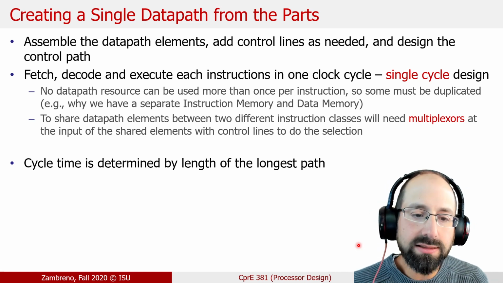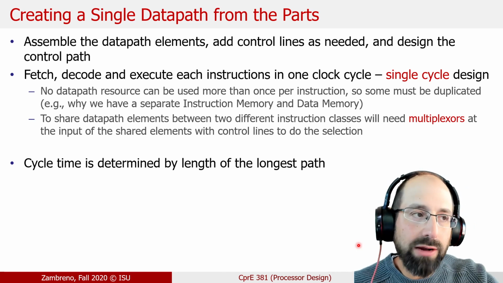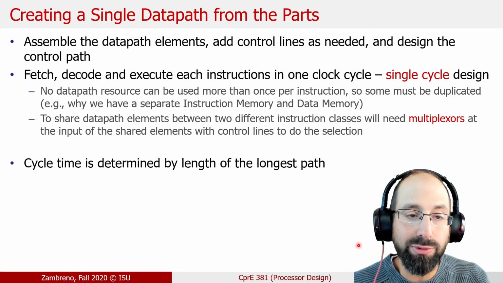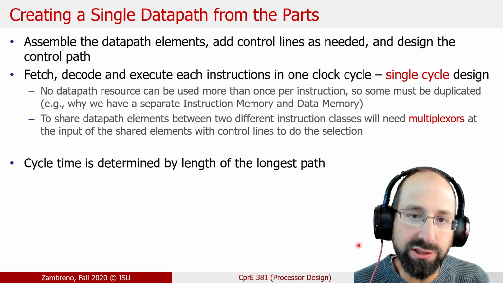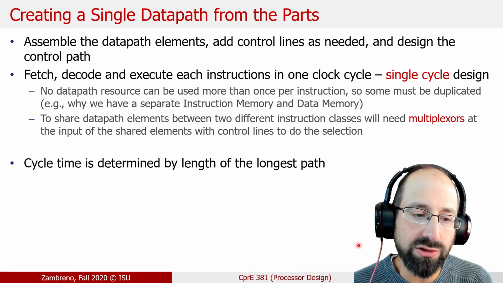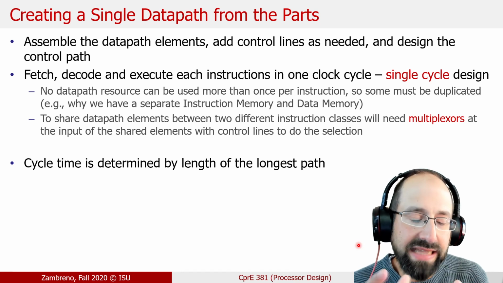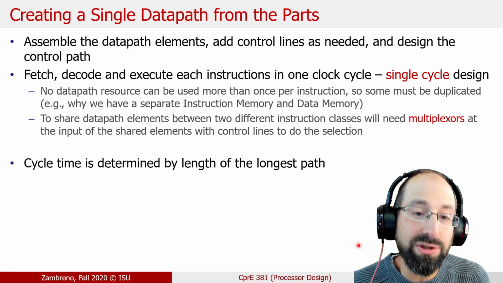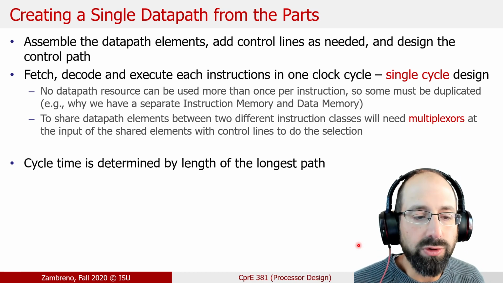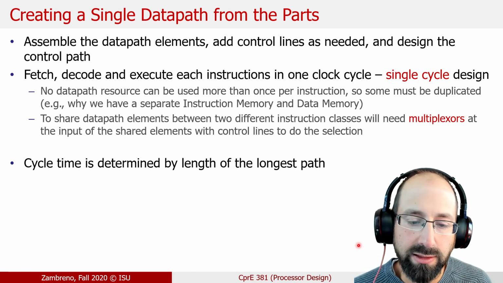But in our single cycle design, because we're not able to reuse any of those data path elements, we have, for example, the one write data port on our register file that gets written to once per cycle for a given instruction. We're then going to need to take a look at those data path elements that need to be shared between different types of instructions and add those muxes with control lines to do that selection between those values.